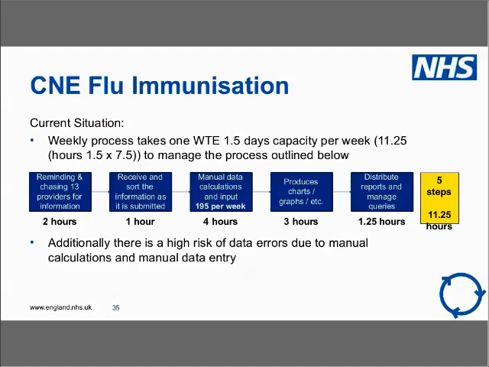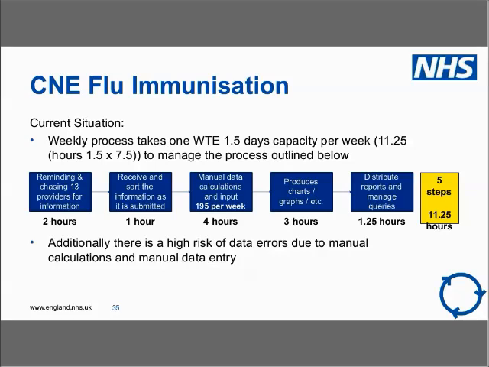So I'm going to give you an example now of where this has been put into practice. Cumbria Northeast flu immunization process. We touched on this in week one, but we're going to go into a little bit more detail today. Before they started, they looked at their current situation, and their weekly process took one whole-time equivalent, 1.5 days capacity per week. So that was 11.25 hours to manage the process outlined below.